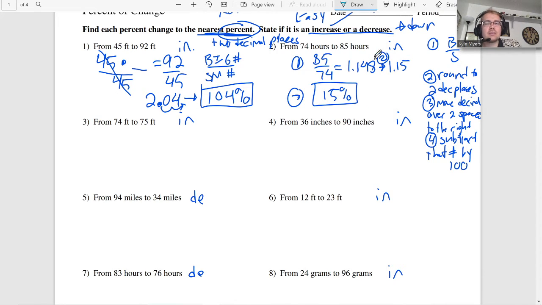So let's change colors. It's a lot of blue so far. Let's switch it up a little bit. So step 1, divide.